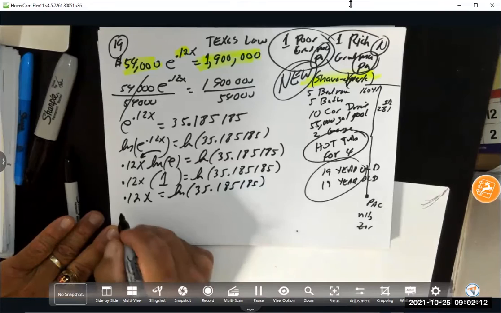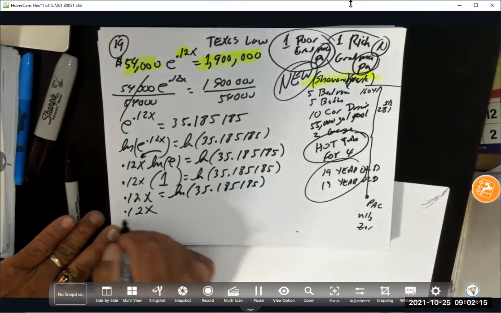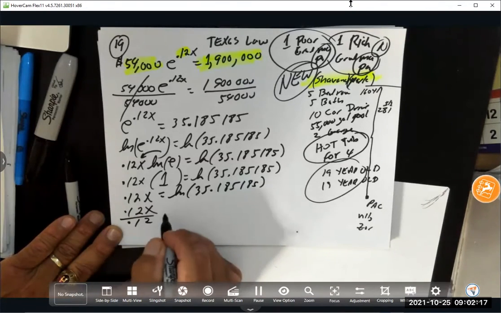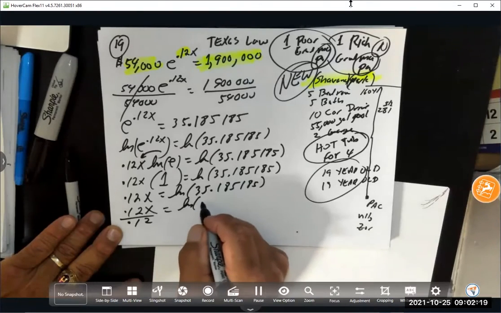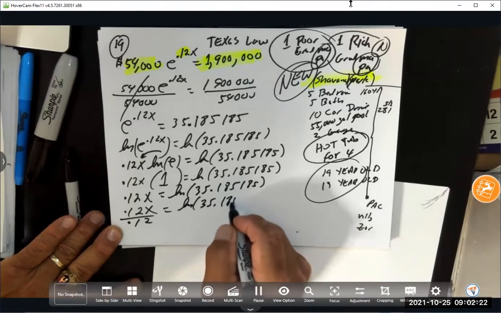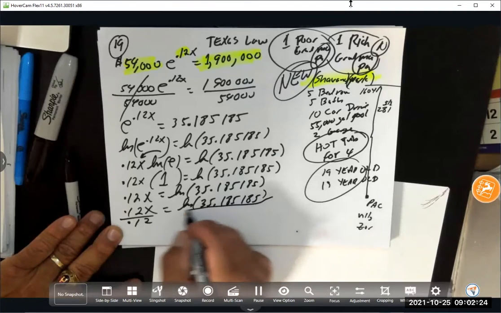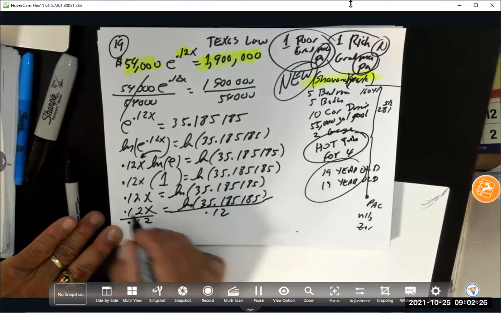So now 0.12x equals the log of 35.185185. So now we're going to divide by the magic number. Divide this by 0.12, and we're going to divide this one by 0.12, 0.185185, all over 0.12. So now these are gone.